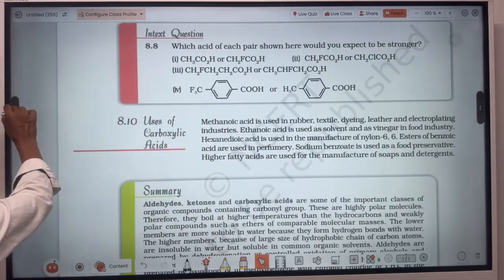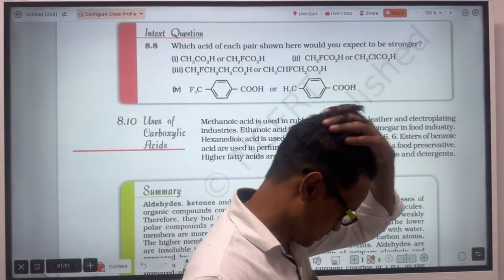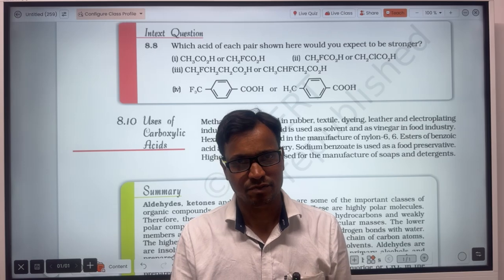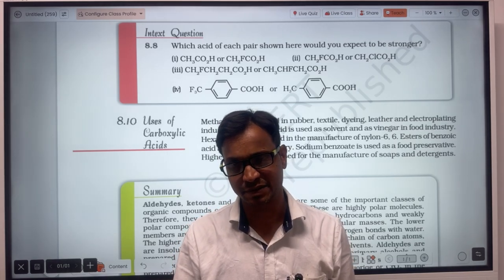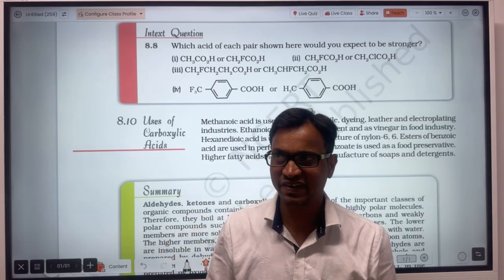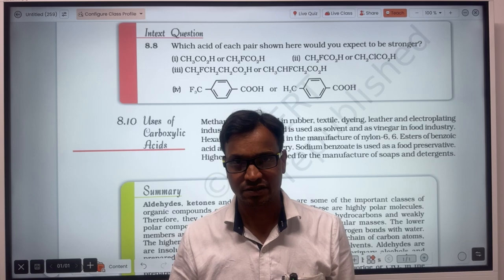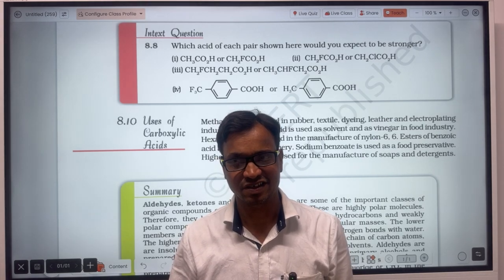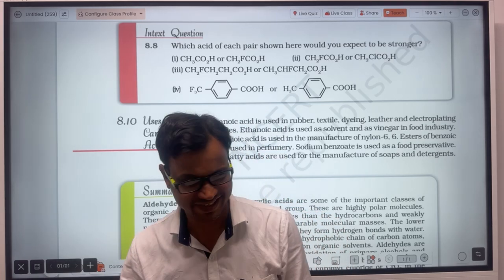Then after is uses of carboxylic acid. That is here important, and for the 12th board examination, yes, important, but more important is for the competitive examination, particularly the NEET and CUET of the 12th level, and in the questions which frequently asks in the UPSC and the PCS examination also. Let's see.